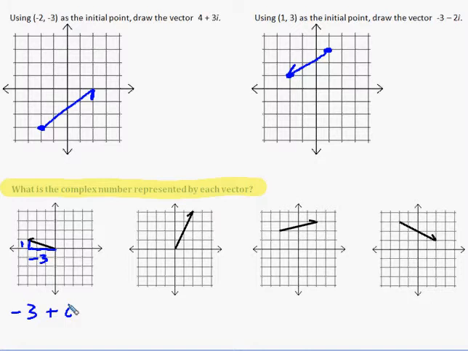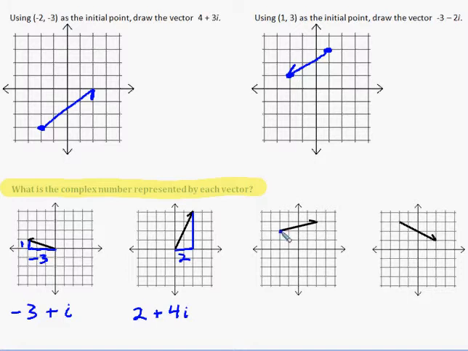Over here, our real part is, we're going right 2. And our vertical part, which is our imaginary part, is up 4. So this is 2 plus 4i. And that's all we're doing. We start from the initial point, figure out the horizontal.